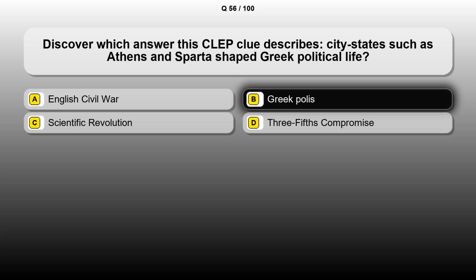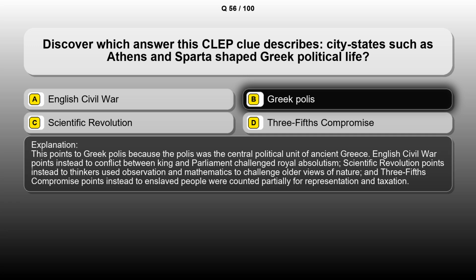The correct answer is option B, Greek polis. This points to Greek polis because the polis was the central political unit of ancient Greece. English Civil War points instead to conflict between king and parliament challenged royal absolutism. Scientific Revolution points instead to thinkers used observation and mathematics to challenge older views of nature. And Three-Fifths Compromise points instead to enslaved people were counted partially for representation and taxation.